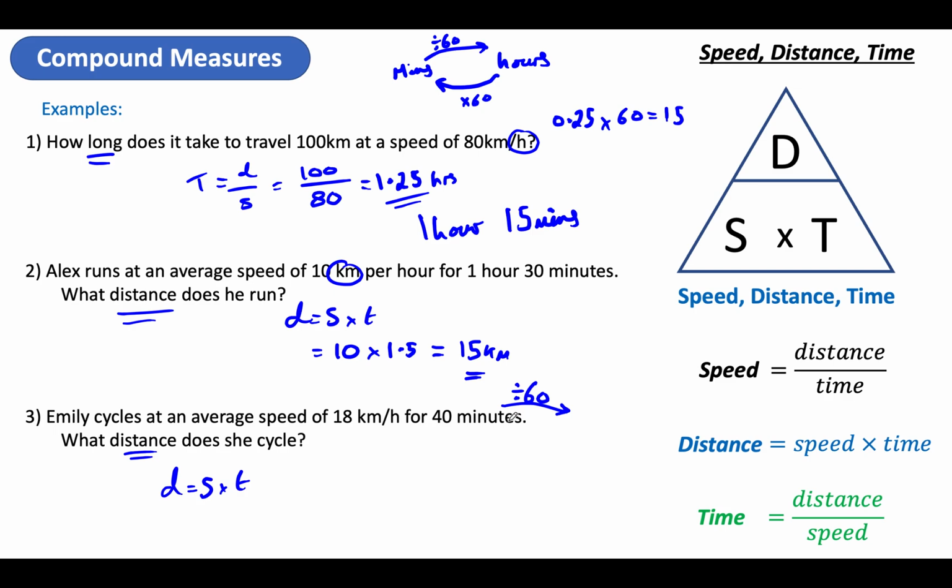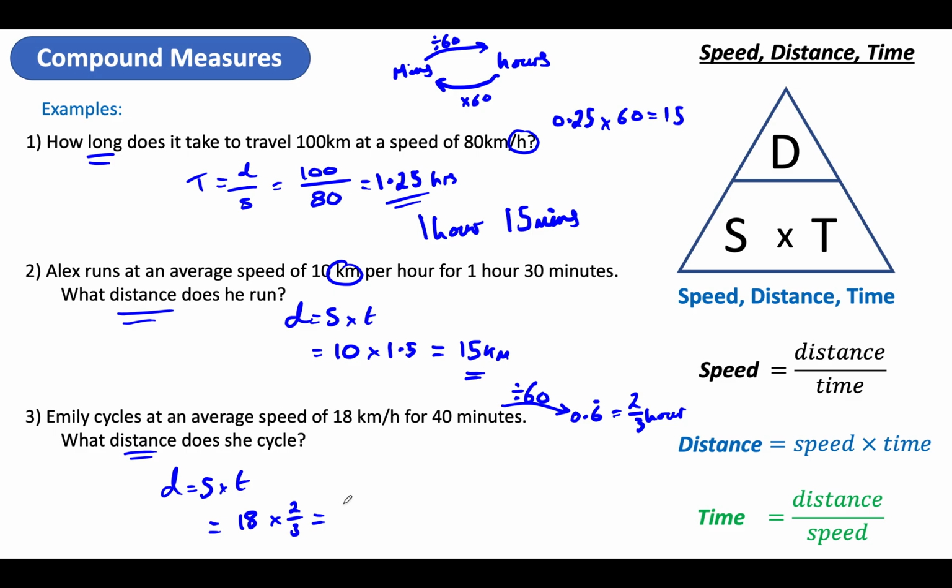So we'll do 40 divided by 60 is 2/3. Okay, now that's tricky because it's 0.6 recurring, isn't it? Which is a bit tricky to use. So I'm going to leave it as a fraction actually in my calculator. I'm going to leave it as 2/3 in my calculator and get it to do all the hard work. So there's my distance, my speed, 18 kilometers per hour, and times it by my time, which is 2/3 of an hour.